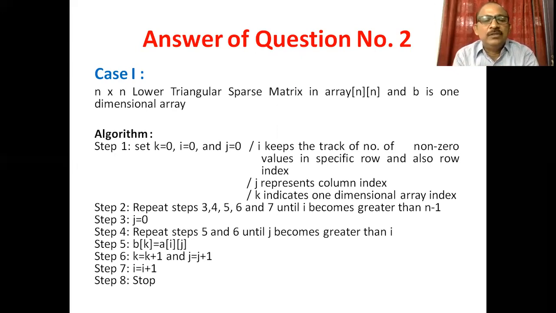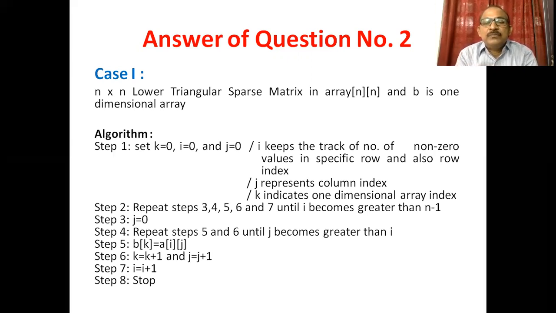Step 8 is stop. Here you can see step 2 is the outer loop and step 4 is the inner loop. In step 2, i varies from 0 to n minus 1. Now n is the number of rows in a lower triangular sparse matrix. And in the inner loop, j varies from 0 to i.